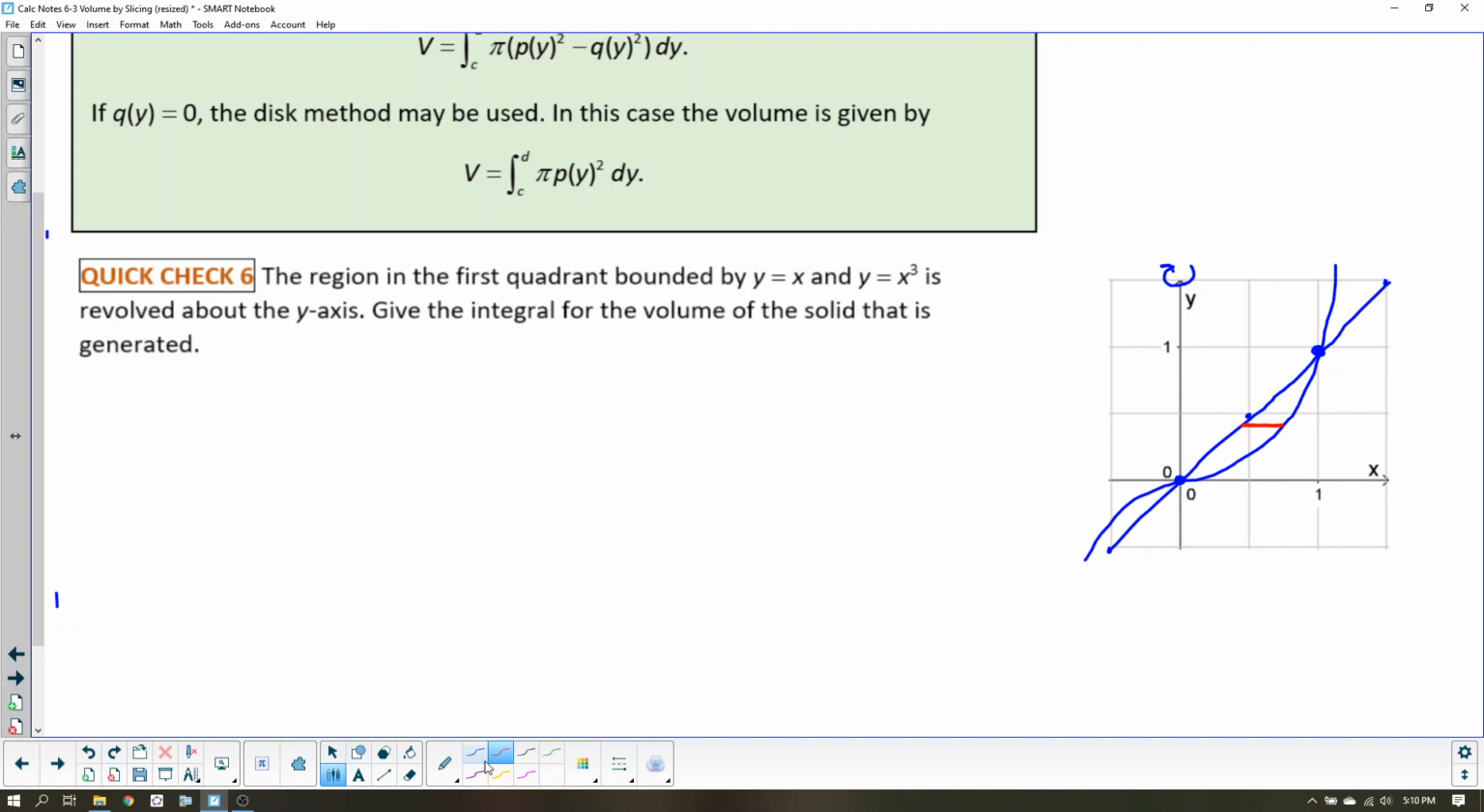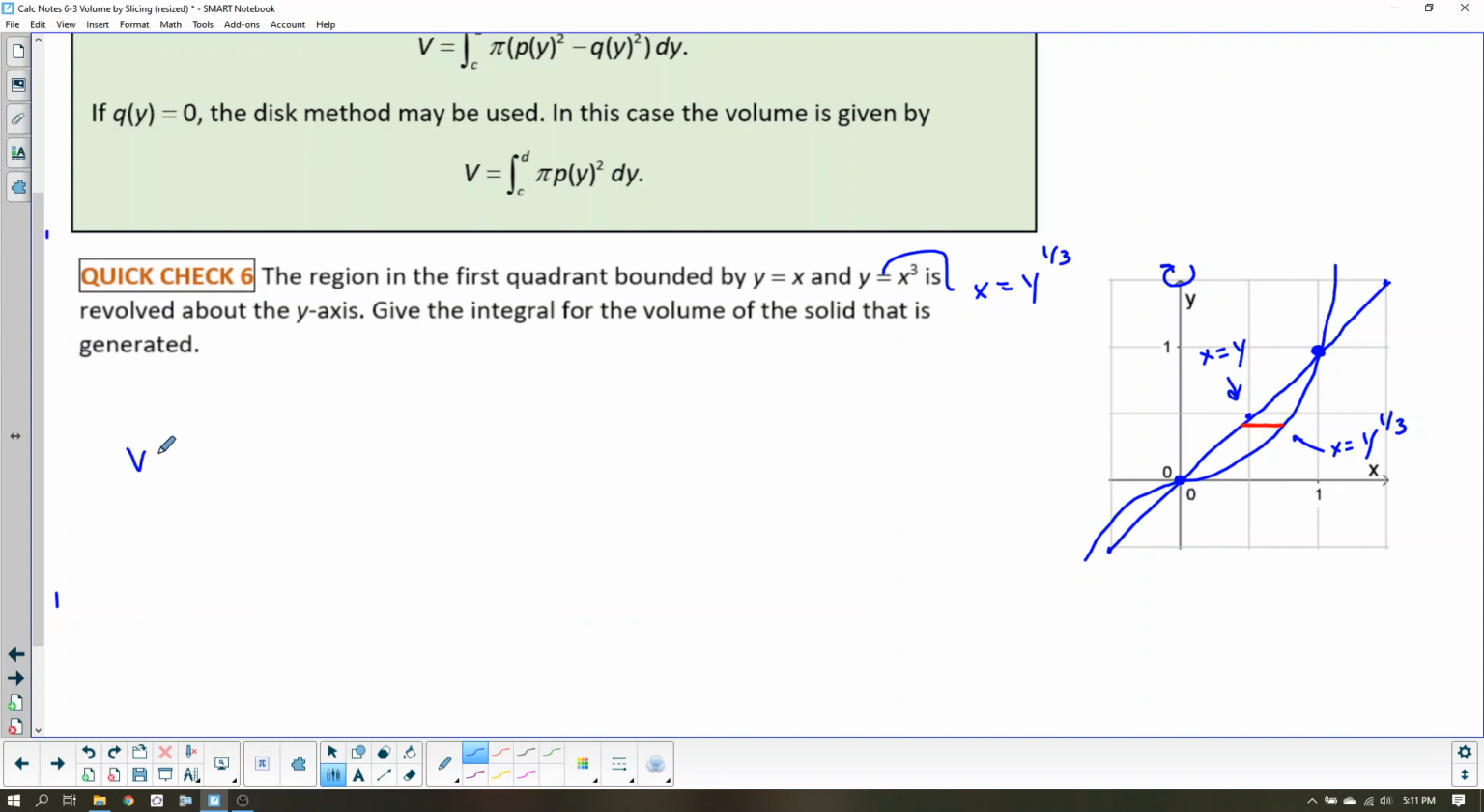Okay, now, since we've established that we're rotating about the y-axis, we're going to integrate with respect to y, which means we need these to be functions of y instead of x. So just solve them for x. If we solve this for x, you get x equals cube root of y, and then that one's already solved for x. So let's just label it here so we don't forget. This is x equals y to the 1/3, and this is x equals y.